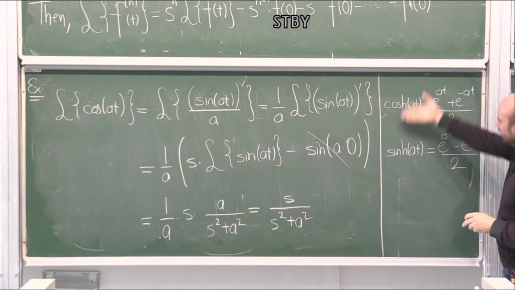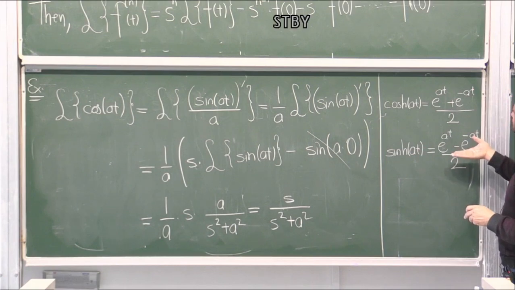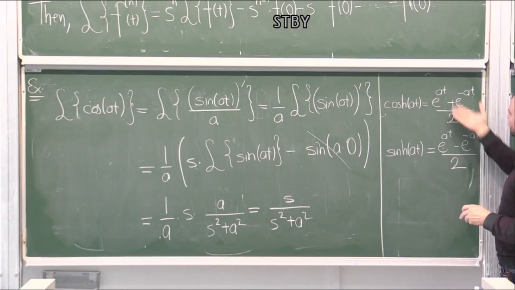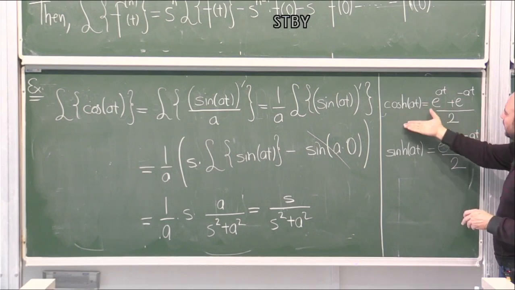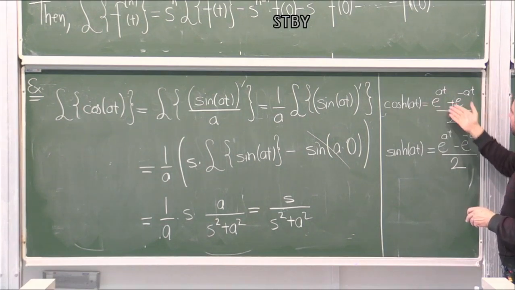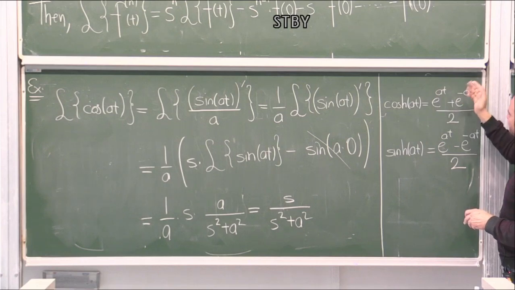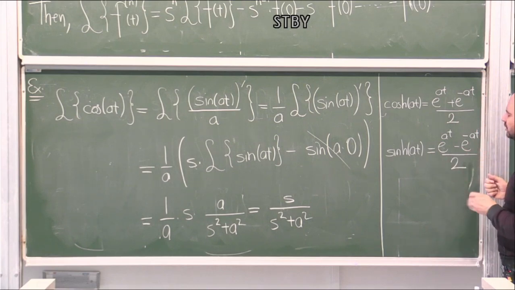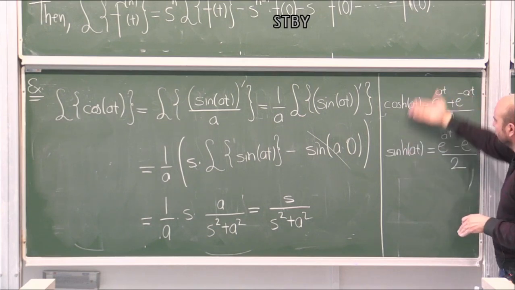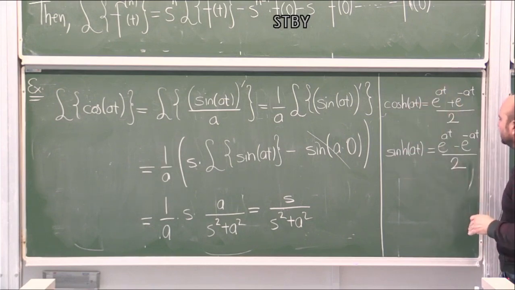So since these are expressed this way, it's just a linear combination of e to the at and e to the minus at. Now I can easily take the Laplace transform of these, which becomes 1 over 2 times (1 over s minus a plus 1 over s plus a). If you put them together, you get s squared minus a squared in the denominator and the number in the numerator. So you can easily write these things.